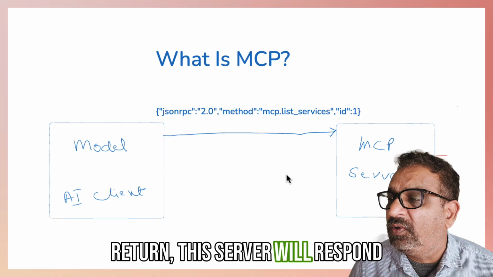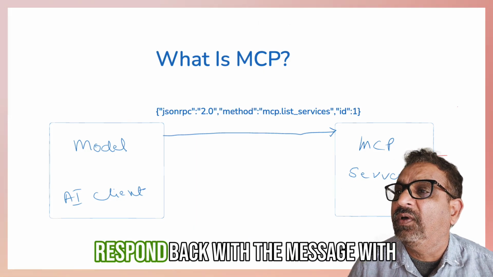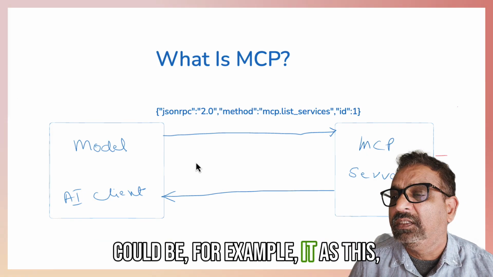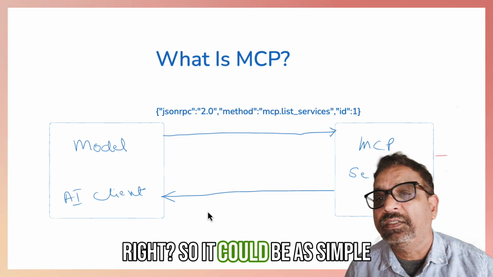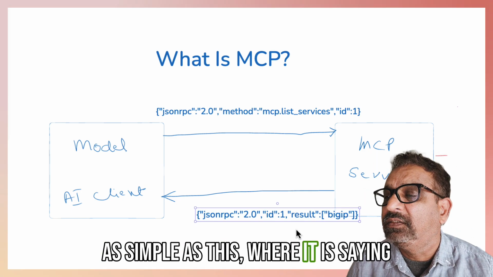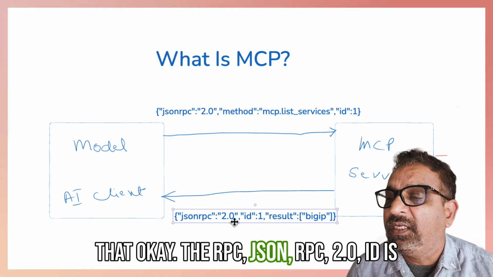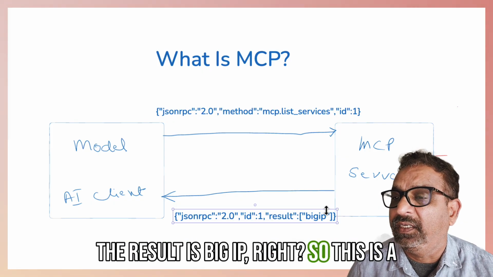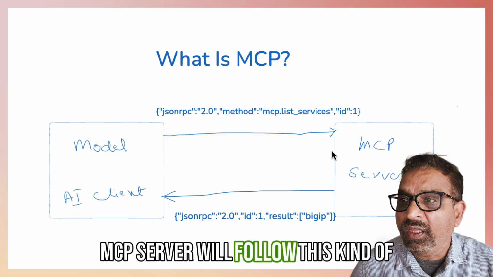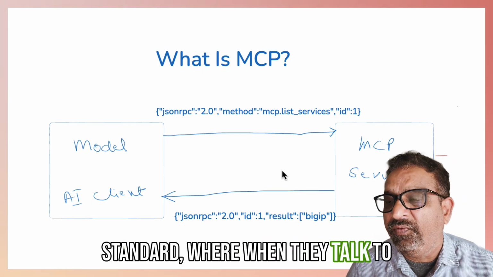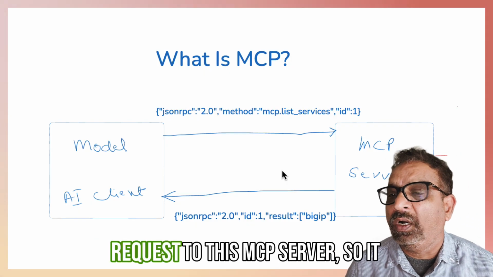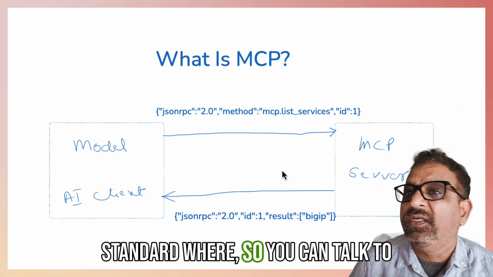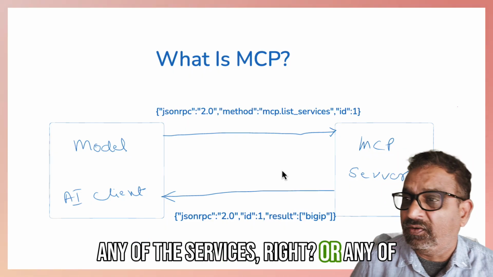And in return, the server will respond back with a message with the details. It could be as simple as this, where it says the JSON-RPC is 2.0, the ID is 1, which was referenced here, and the result is big IP. So this is actually a simple protocol. All the MCP servers will follow this kind of standard when they talk to each other: the model will send a request and the MCP server will respond back. So this is a standard where you can talk to any of the services or any of the tools.